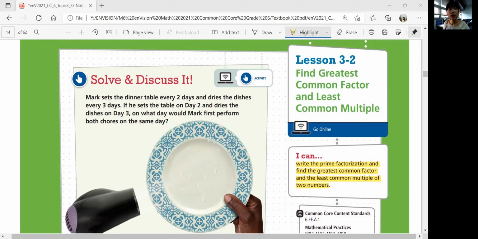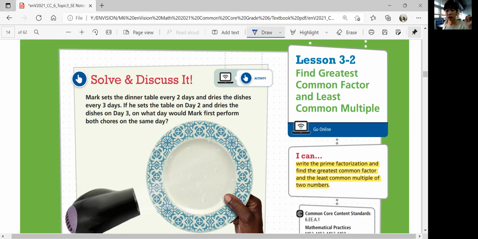Okay, over here, Mark helps set the table every 2 days. So every 2 days, he's gonna set the table. Today, if he set the table, tomorrow he will not, but then the next day he will. Okay, so every 2 days. And drying the dishes every 3 days. So if he dries the dishes today, he will not dry the dishes for the next 2 days, but he will do the 3rd day after today. Okay, does that make sense? So let's think about his pattern.